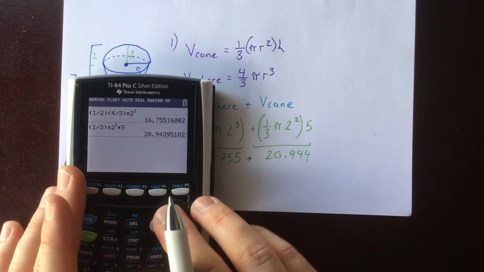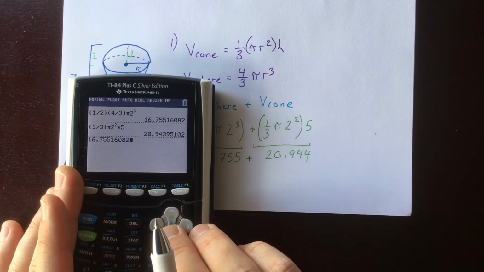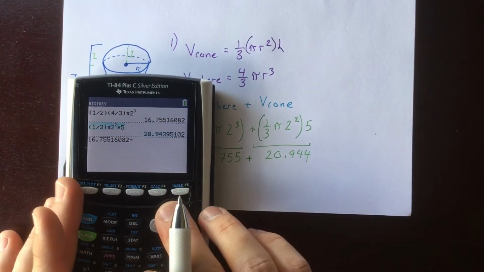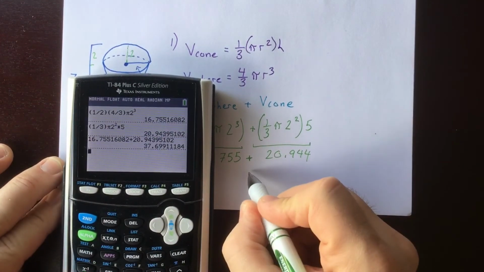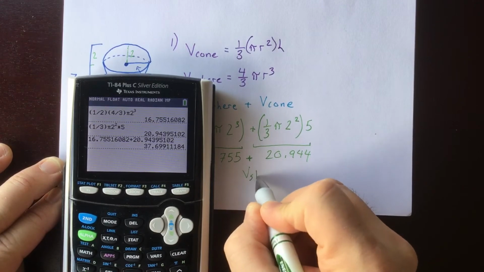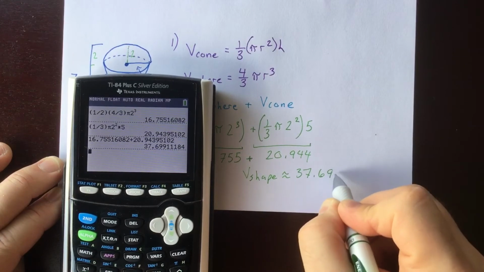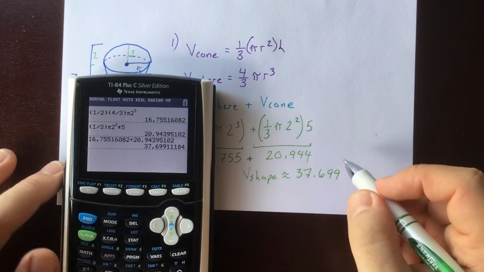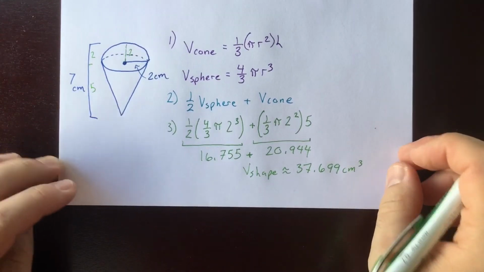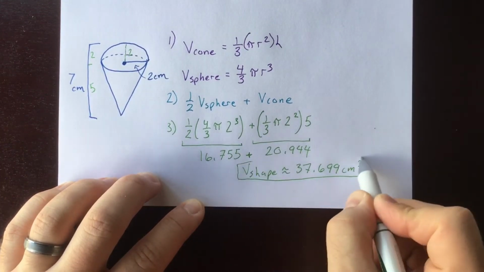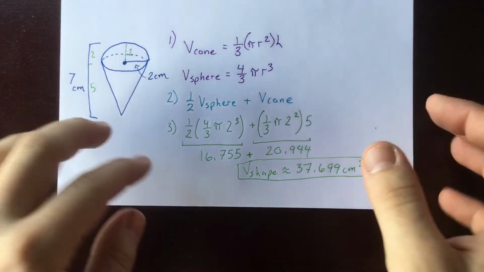I can actually scroll up on my screen. If you can see the blue there, yes you can. I can hit enter, it brings it down. And go scroll up, enter, it brings it down. Hitting enter again, we can find the volume of our shape to be approximately 37.699, and it would be centimeters cubed. All right, so not bad, not bad. So we're only dealing with something that we're combining two shapes.